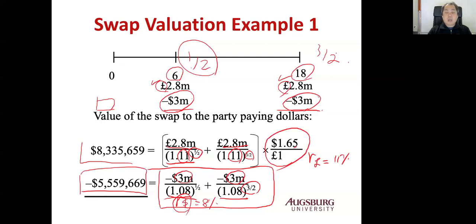And you have to change in dollars because the exchange rate is dollar. Everything is in pounds, right? So we convert to dollars. Dollar is 1.65. Then the present value of your cash flow in is $8,335,659. So these differences are the swap value, $2.77599 million.